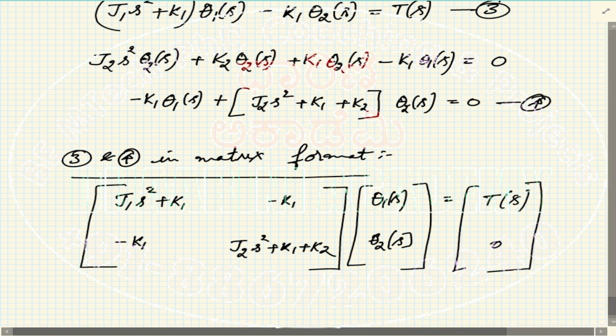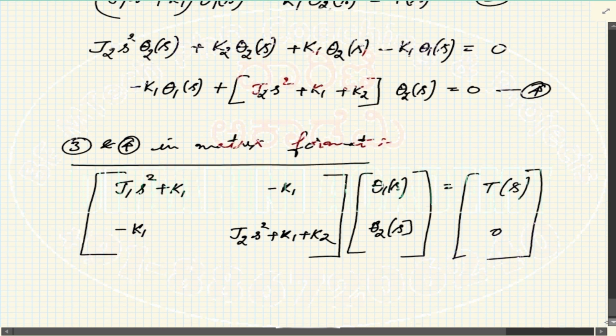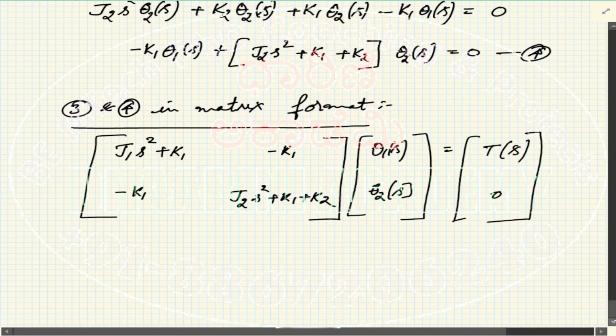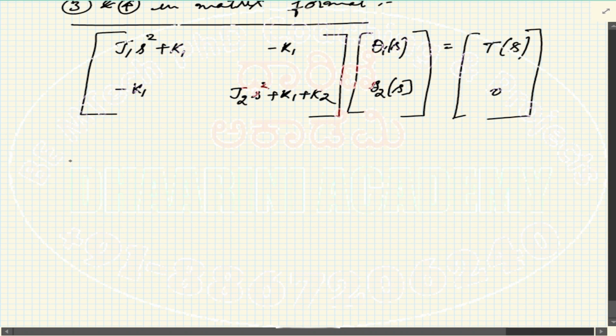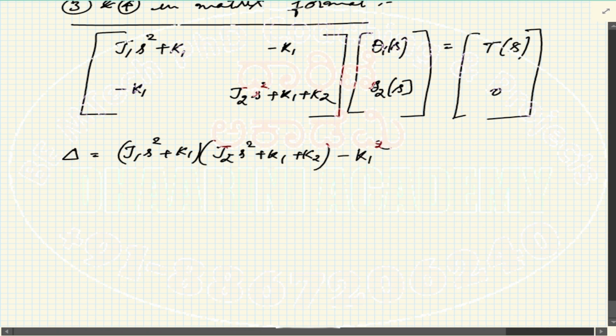Now just find out what you want. Since the question is to find theta 1, right? So we'll find the determinant first. So determinant delta should be equal to J1 s squared plus K1 into this is J2 s squared plus K1 plus K2 minus K1 squared.